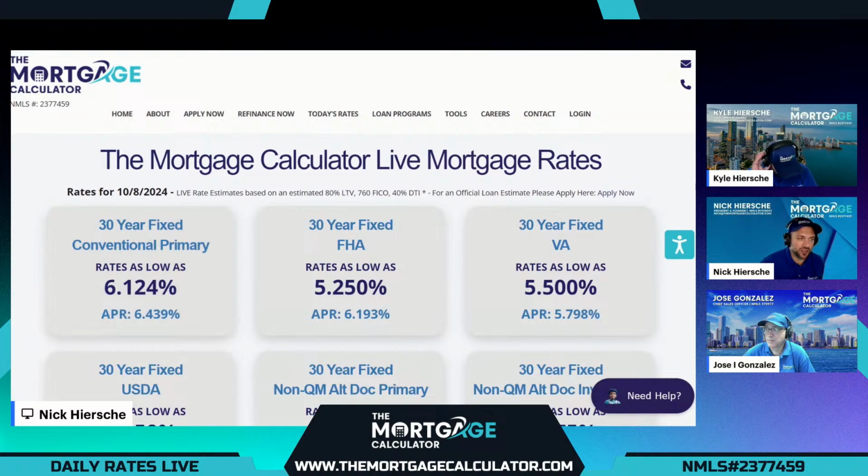All right, first up is our 30-year fixed conventional for a primary home, typically the most common option people think of when they think of a mortgage. Rates as low as 6.124 today, final APR 6.439.